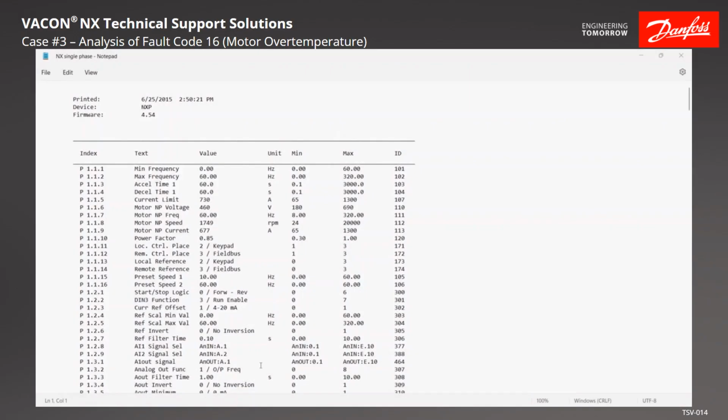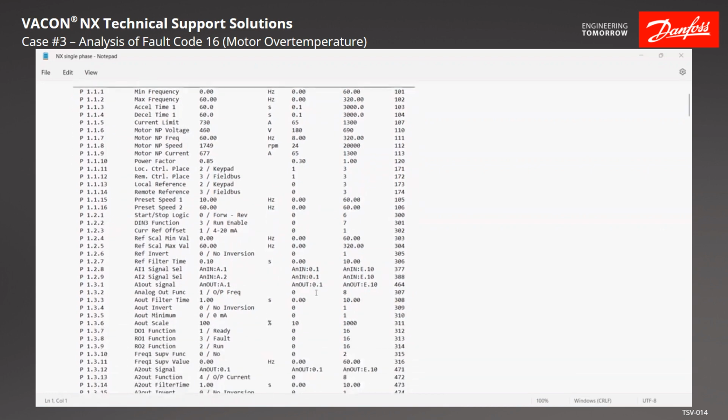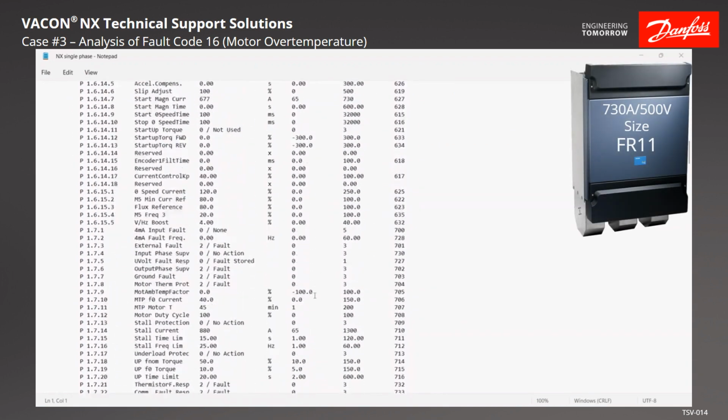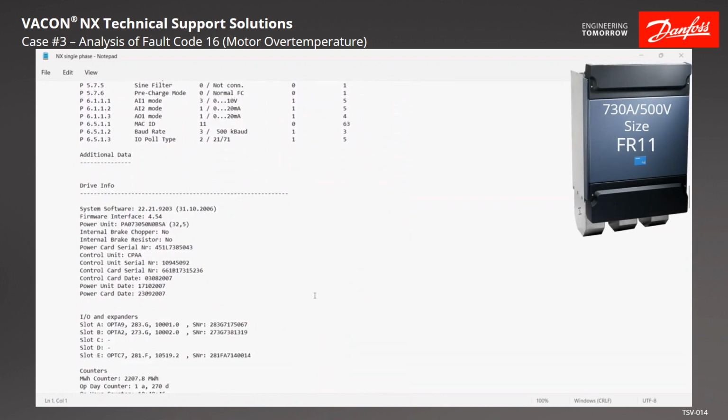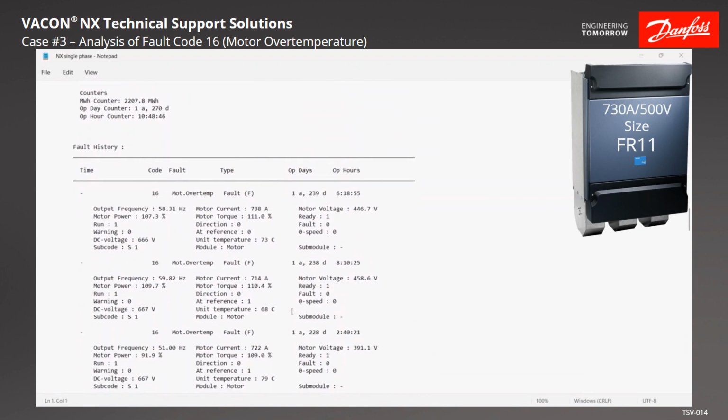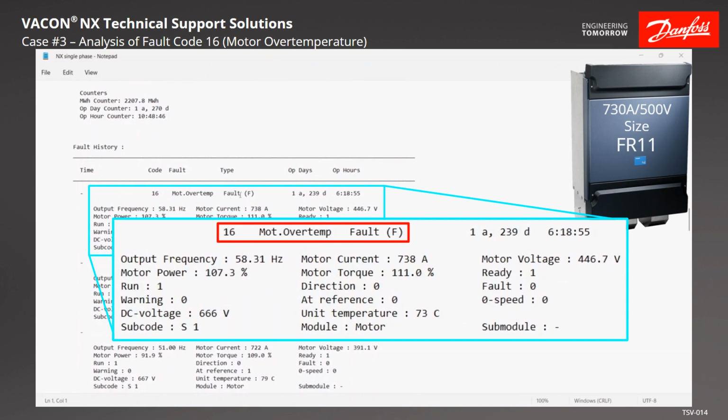In our next example, we have a service info file from a drive that was sent in. Let's see what the issue is. Going down to the fault history, we can see we're getting motor over temperature faults. Normally this wouldn't be a fault we would use a data logger to troubleshoot, but the customer said that the drive had been working fine in the past, and now all of a sudden it's starting to trip on motor over temp, and they can't find anything wrong.